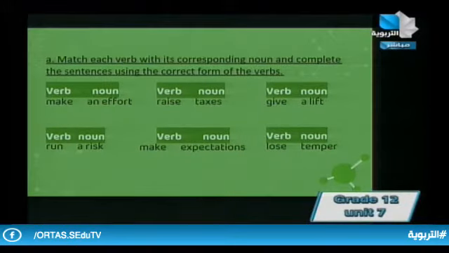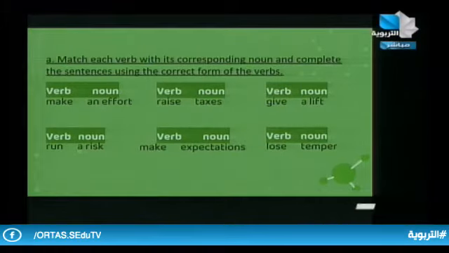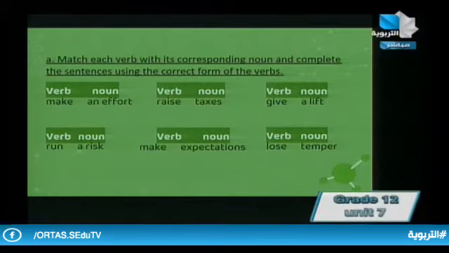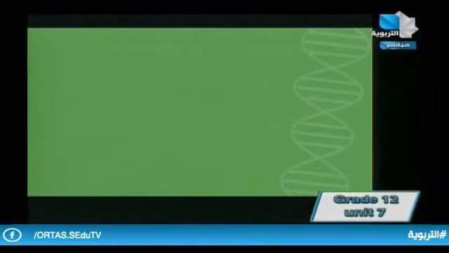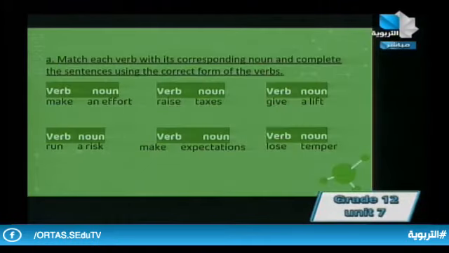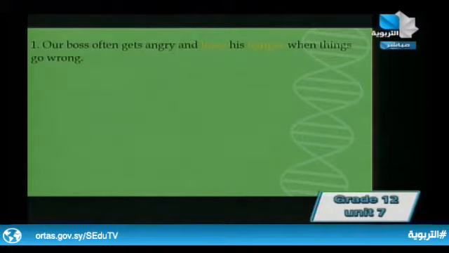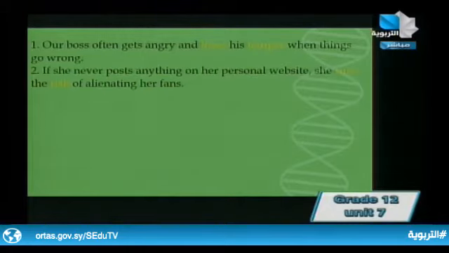Make expectations and lose temper. For the sentences given, the first one, our boss often gets angry, and we have to use lose temper, but we have to add s, third person singular. Our boss often gets angry and loses his temper when things go wrong. Yes. Number 2, if she never posts anything on her personal website, she runs the risk of alienating her fans.